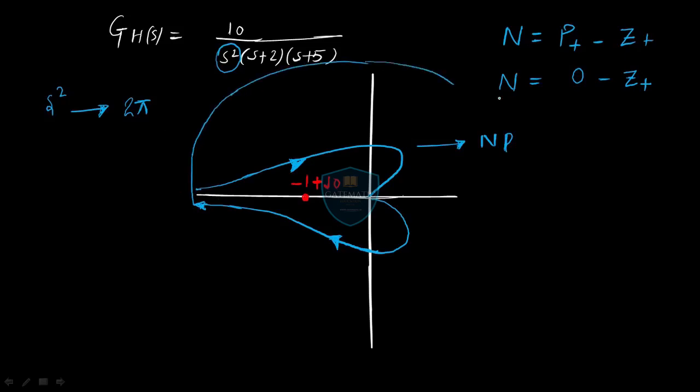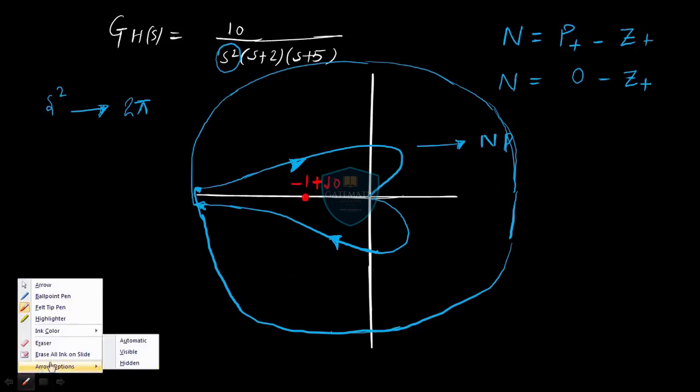If you only have a single pole at the origin, it will be up to here. But you have 2 times, so it will go like this, like this, and it will terminate at the point where the Nyquist plot started. I'm sorry about my diagram. Okay, so this is the complete Nyquist plot.